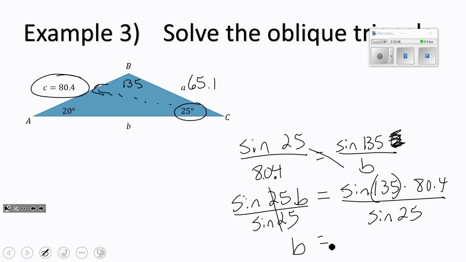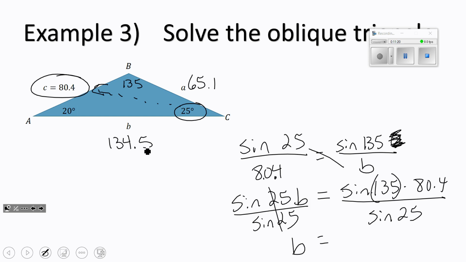Okay, again, I like to work this piece by piece, so I'm going to put in sine of 135, click enter, then I'm going to times that by 80.4, and I got 56.85, and then I'm going to divide all that by the sine of 25. What do you get? 134.5.